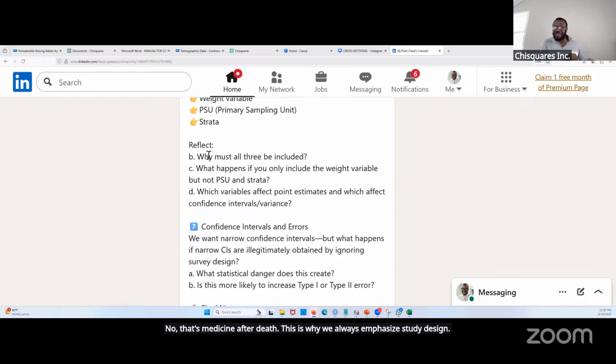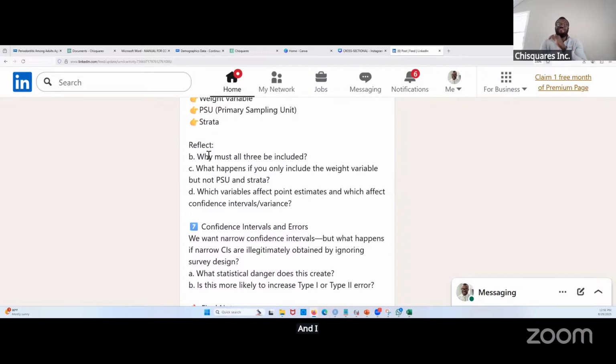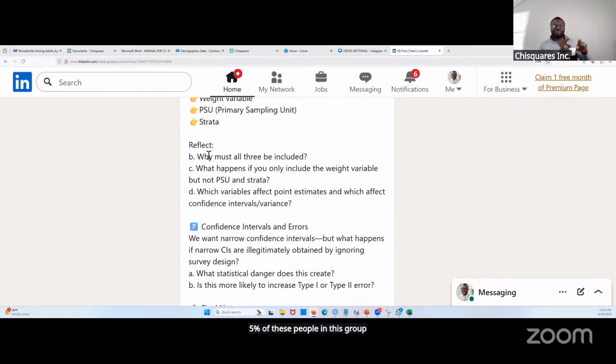At the very beginning, you should say, I want to make comparisons. And I know that statistical power is driven by the smaller group. And I know that if I left this to chance, I may not have enough people there. So it's clear to me that I need to stratify. And so I'm going to stratify. I'm going to take 5% of these people in this group, but I will take 20% of the people in that group, that small group.